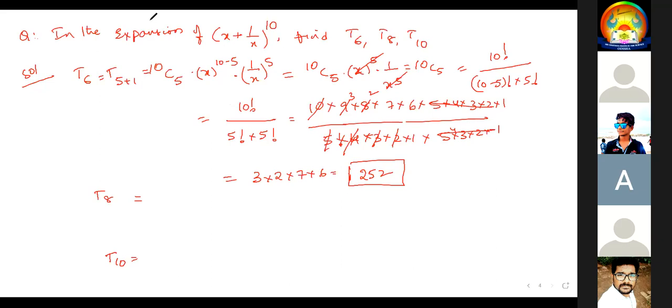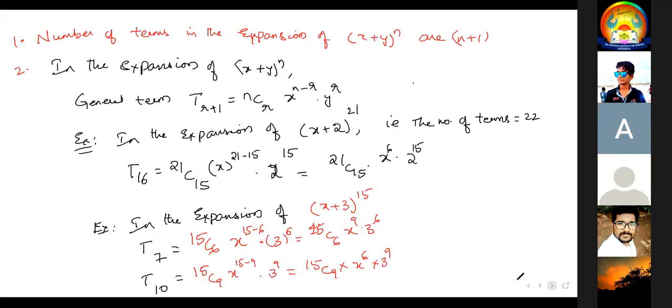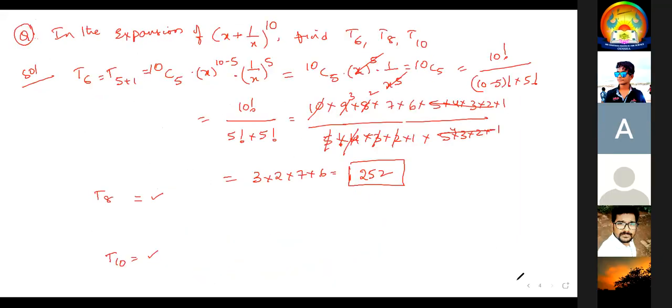It's my kind request. And the question number 1, I calculated T6. It is 10C5 into like that. You please calculate T8 and T10. T8 is equal to 10C7 into x to the power 3 into 1 by x to the power 7. Please simplify it. I want a simplified answer.